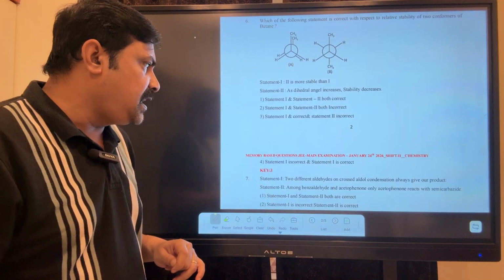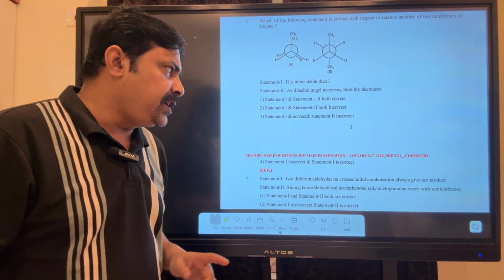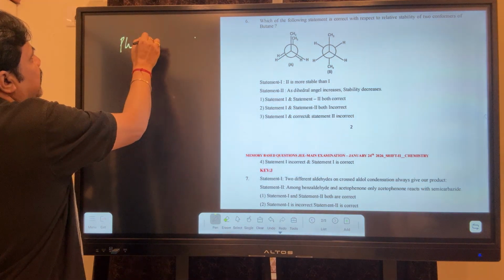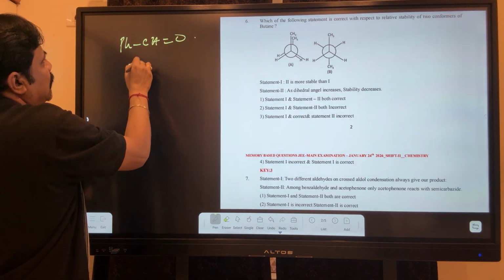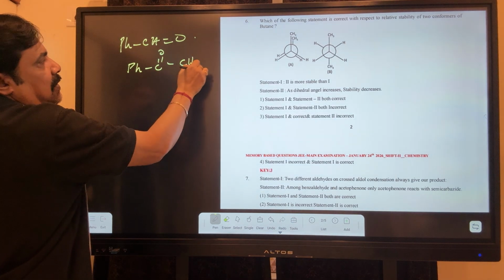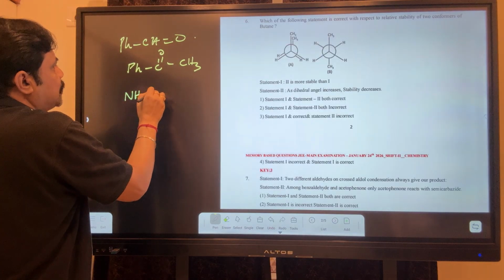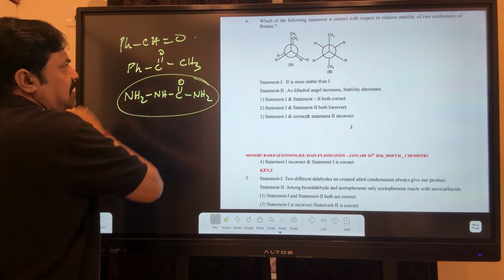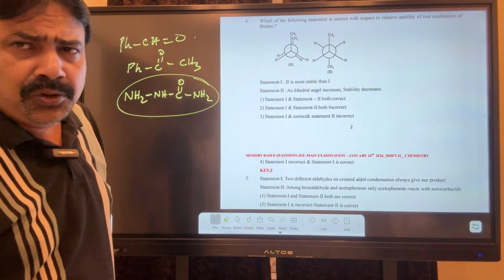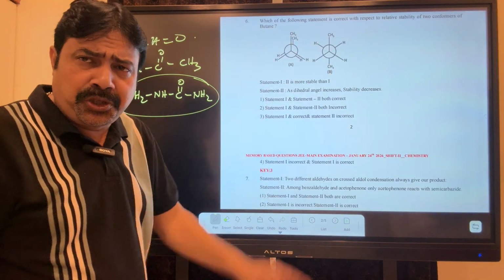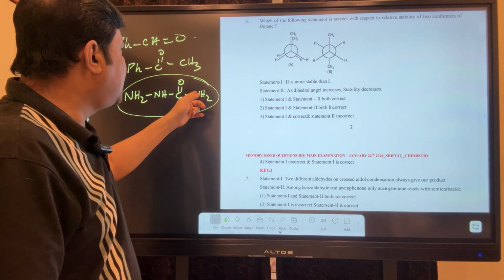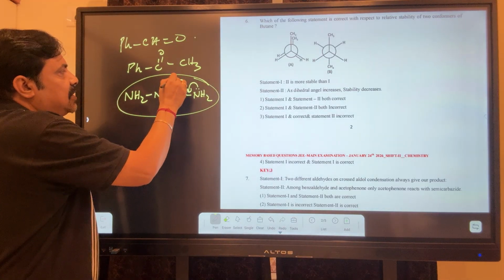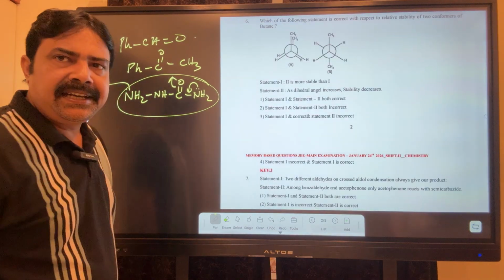Statement 2 says among benzaldehyde and acetophenone, only acetophenone will react with semicarbazide. Semicarbazide means this one. These are all aldehyde and ketone. Benzaldehyde is this one. And acetophenone means Ph, CO, CH3. Semicarbazide means NH2, NH, CO, NH2. These will react by nucleophilic addition in aldehyde and ketone. Both will react by nucleophilic addition with semicarbazide and semicarbazone will form. And we know this nitrogen will not react, because it will be busy in resonance with this CO. But this one will undergo nucleophilic addition reactions.